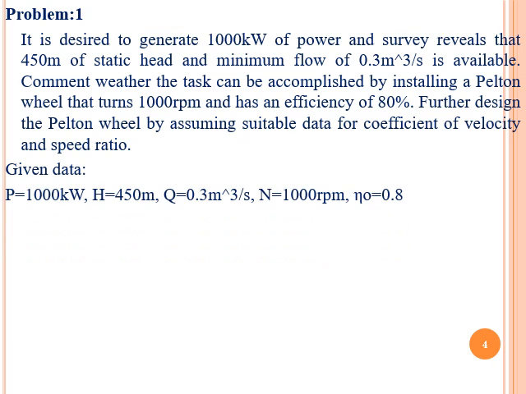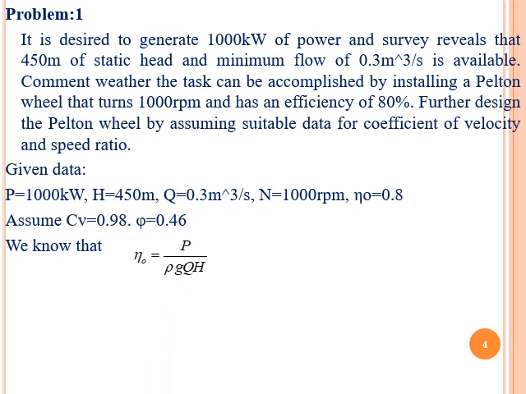Now the given data is like this. P equals 1000 kilowatt, net head is 450 meter, discharge is 0.3 meter cube per second, speed N equals 1000 rpm, then the overall efficiency of the turbine is 0.8, and here the coefficient of velocity is assumed as 0.98 and the speed ratio as 0.46.